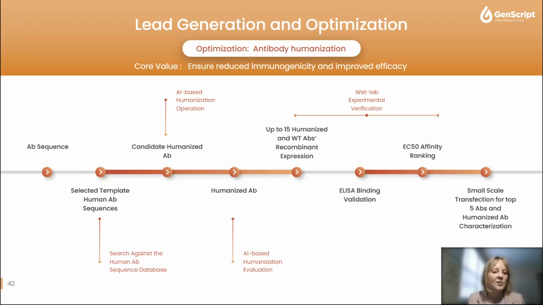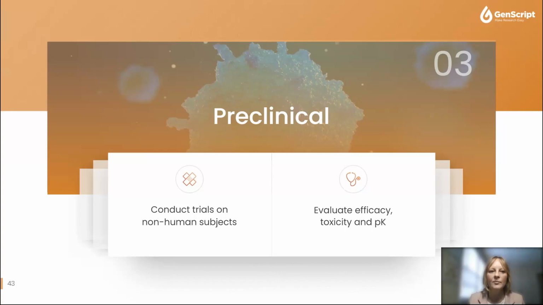So this service ultimately will generate up to 15 humanized monoclonal antibodies. Our scientists will validate using ELISA binding and EC50 affinity ranking. And then the top 5 would be provided to you, the customer, as a small-scale transfection in order to further validate.